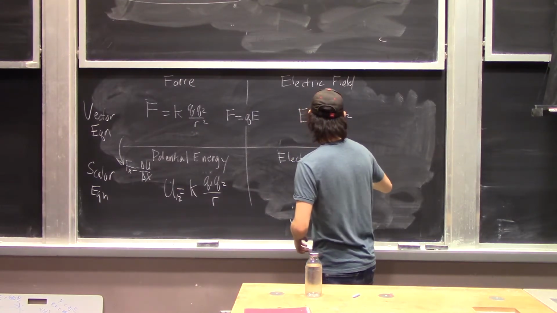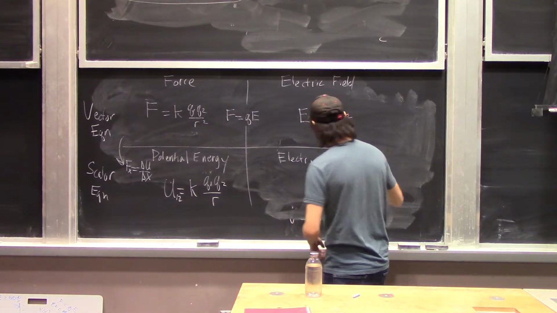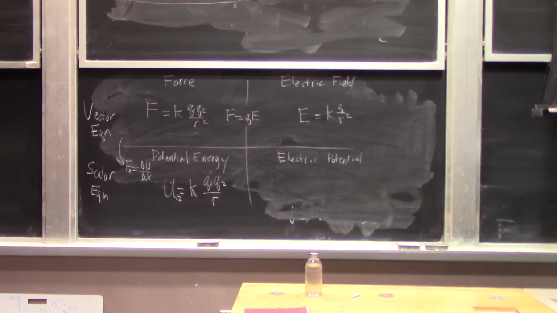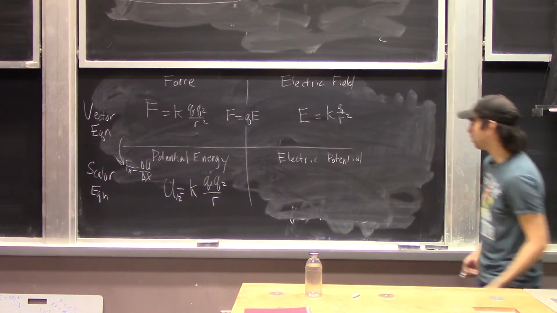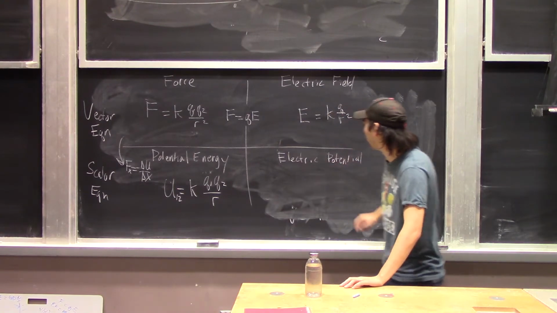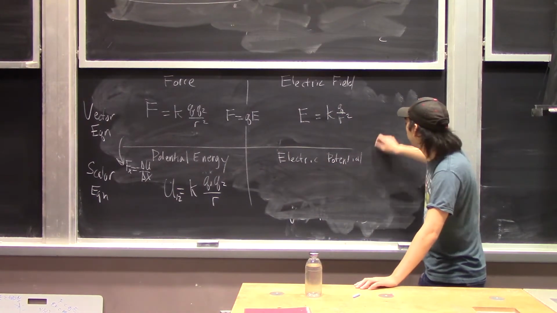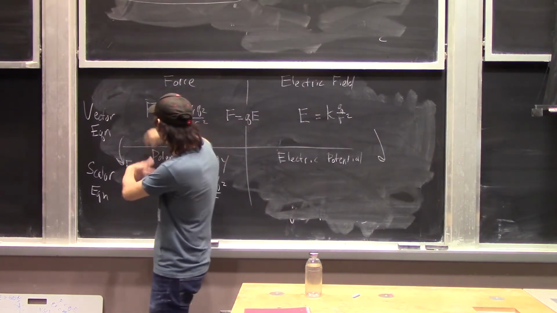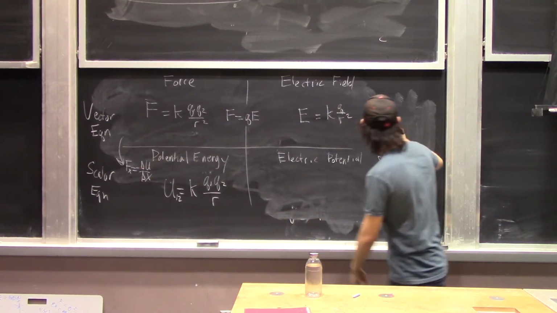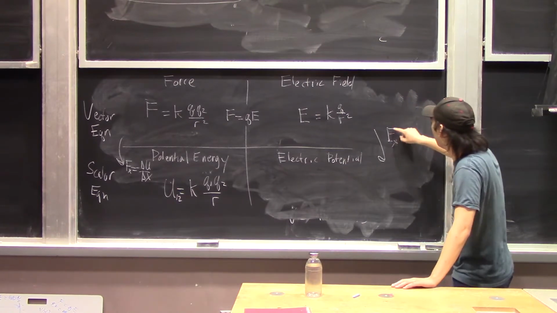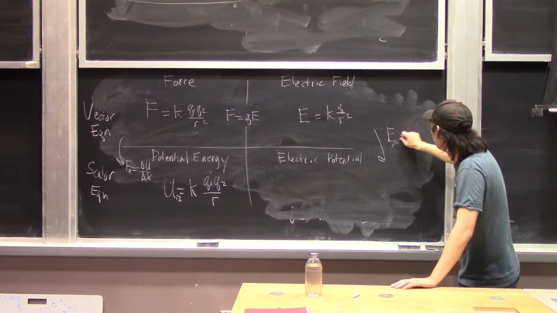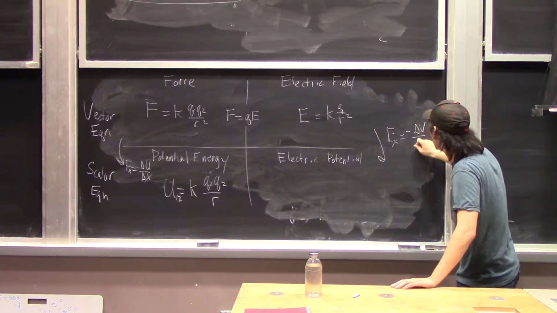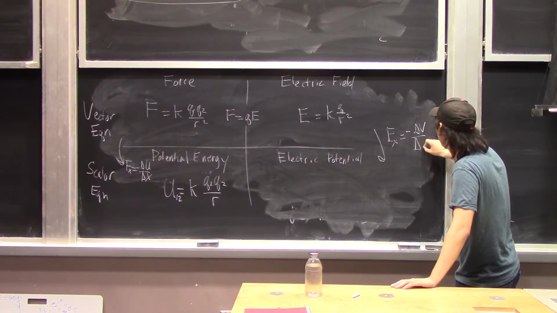And there's a lot of good labs that you're going to have coming up that are going to involve thinking about the electric potential in a conceptual way. But the electric potential is related to the electric field in a very similar way that the potential energy is related to the force. And so this is to say that the electric field in some x direction is going to be equal to the negative change in electric potential divided by a change in distance.